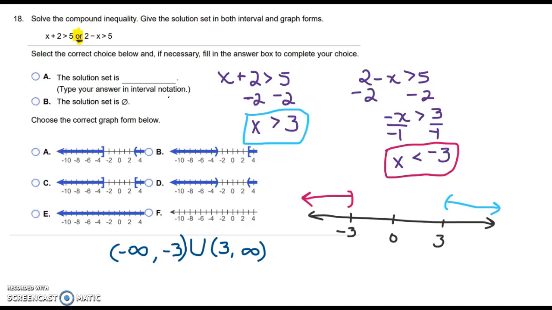So if that said and, there would be no solution because they don't overlap. But because it says or, it's going to be each interval together like that. So from negative 3 back to negative infinity and from positive 3 forward to infinity.